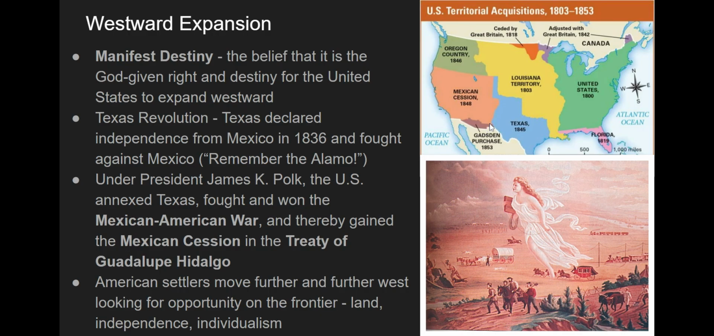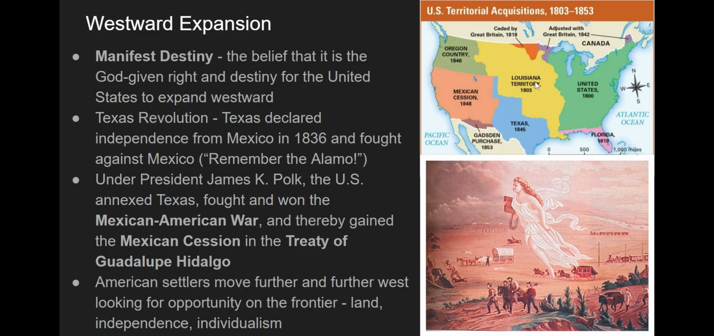American settlers, they keep moving further and further west, looking for what they see as opportunities. A lot of the American dream. You can have your own land, you can have independence, and you can be far away from the government, be a man, individualism. A lot of these ideals go with the idea of westward expansion.